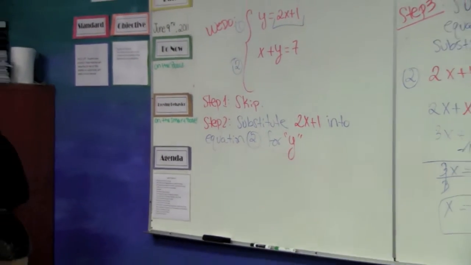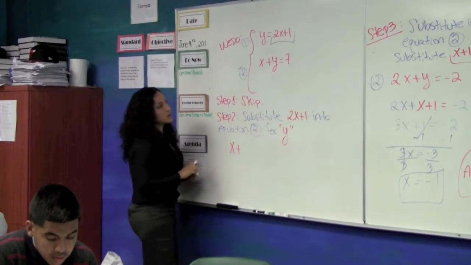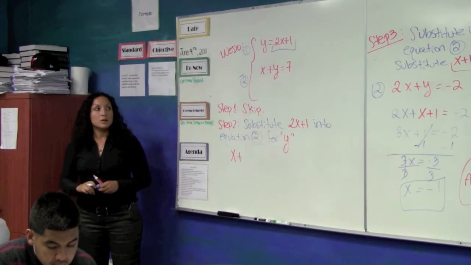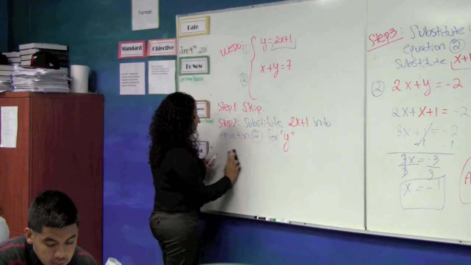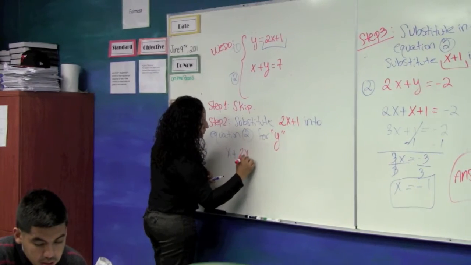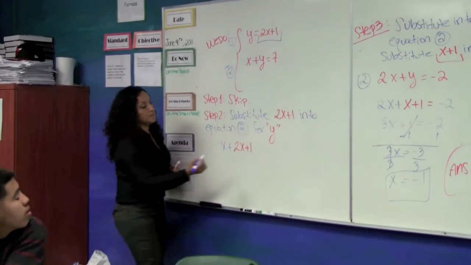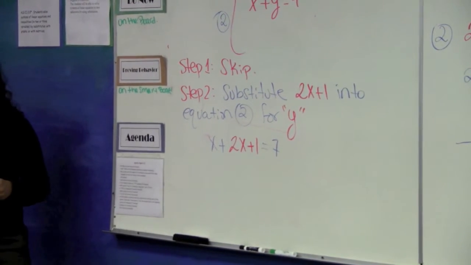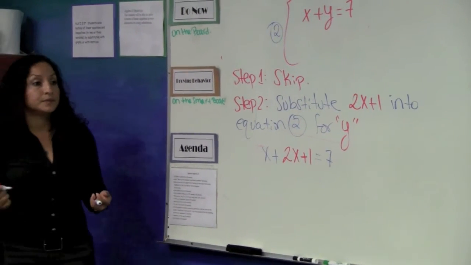Okay, so we're going to go ahead and take that. We're going to say X plus, what am I substituting in? Y. 2X plus 1. It's equal to 7. Okay, so now we move pretty much into step number 3, right?